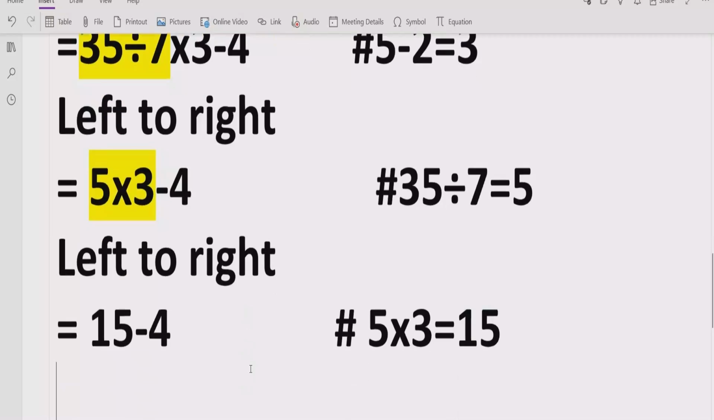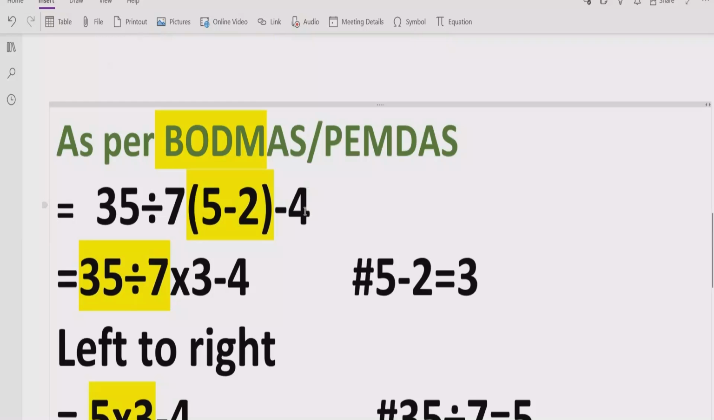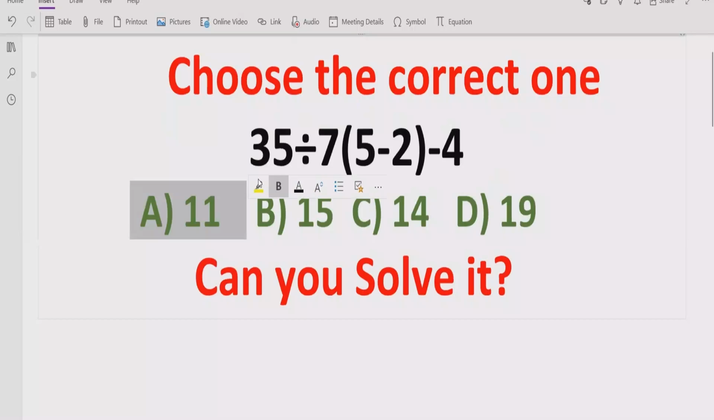In the end, we have two terms which are subtracting each other. So we subtract these two terms and get the answer. So here we get the answer 11. So the answer of the given expression is 11. I hope you understand how you can solve this expression very quickly and get the correct result. If you see, the answer A is the correct answer.